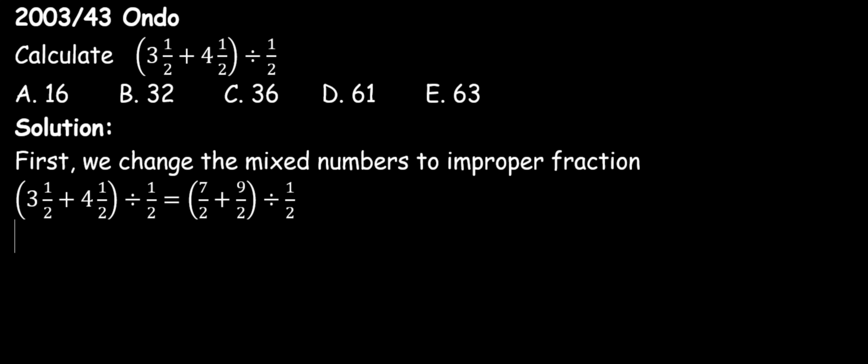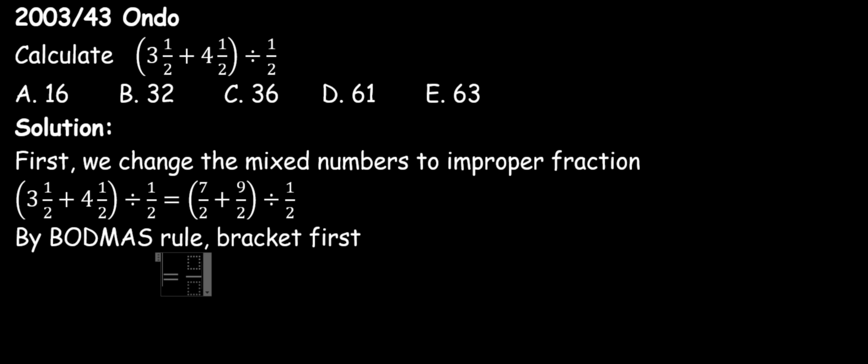By BODMAS rule, bracket first. So we perform the operation within the bracket first. The LCM there is 2, and we have at the numerator 7 plus 9, because both numbers at the denominator are 2, so you just add the numbers at the top. Because 2 going into 2 is 1, 1 times 7 remains 7. 2 going into 2 is 1, 1 times 9 remains 9. So, divided by 1 over 2.